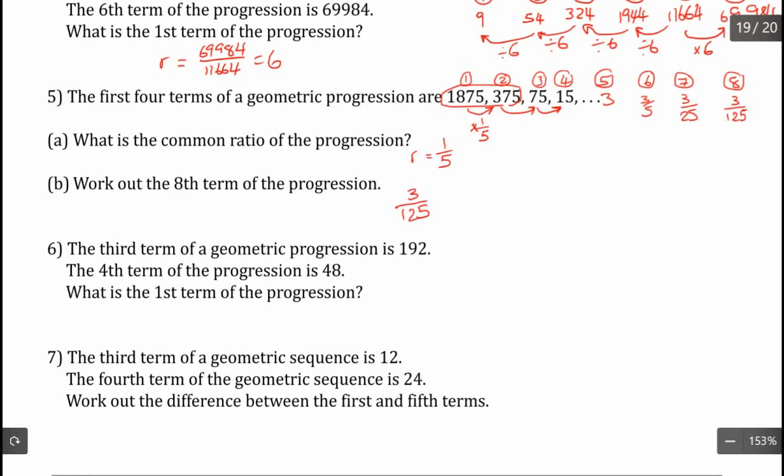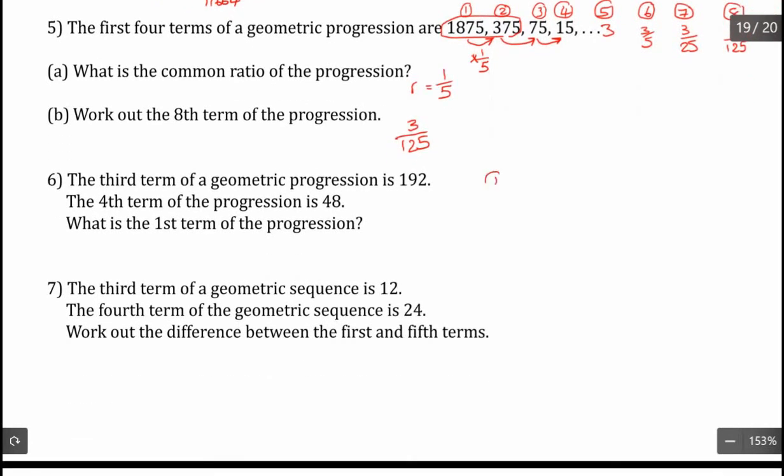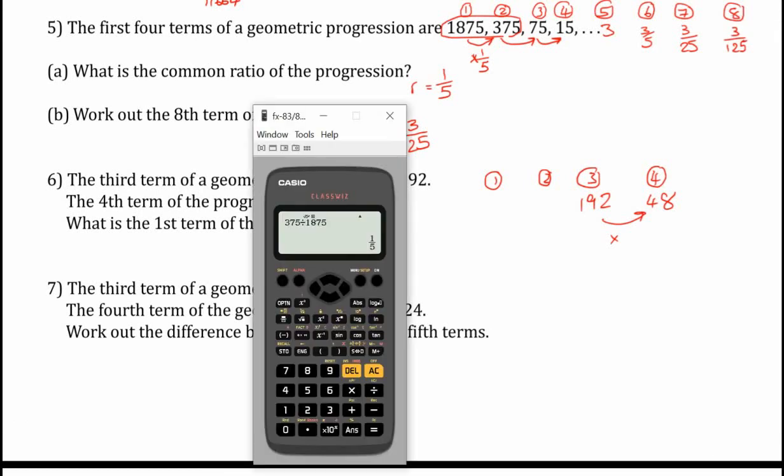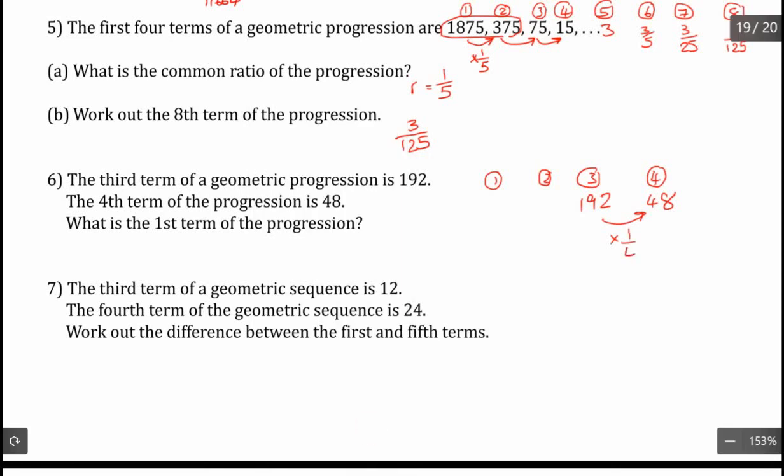Number 6, the 3rd term of a geometric progression is 192. The 4th term is 48. What is the first term? So this is a very similar question to one of the ones above. To work out this number, we're going to do 48 divided by 192. So a quarter. In other words, we are dividing by 4.